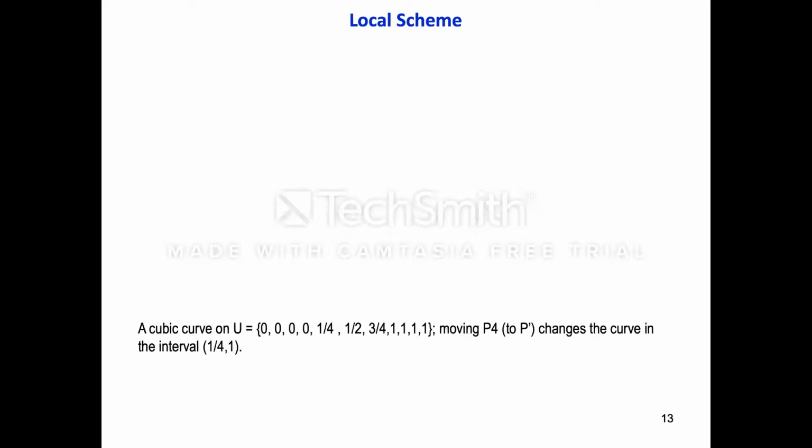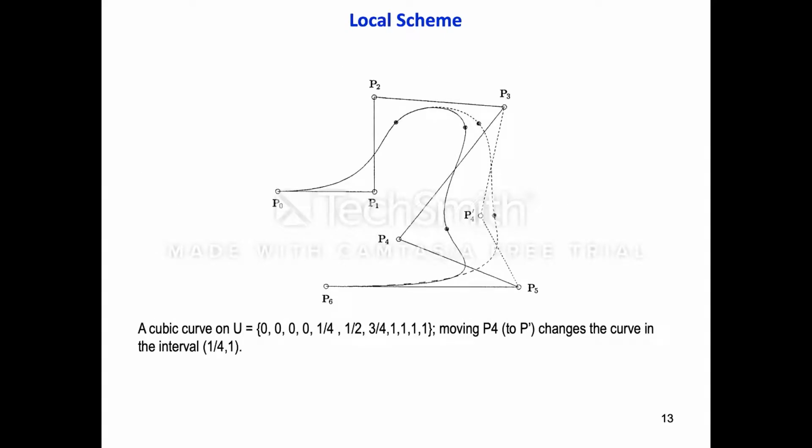So if you now look at this image, originally the curve was defined using the control points P0, P1, P2, P3, P4, P5, P6. And if you move P4 to P4 dash, the curve changes. Remember, when you move a control point, the segment that belongs to that control point is changed. The rest of the curve remains the same.